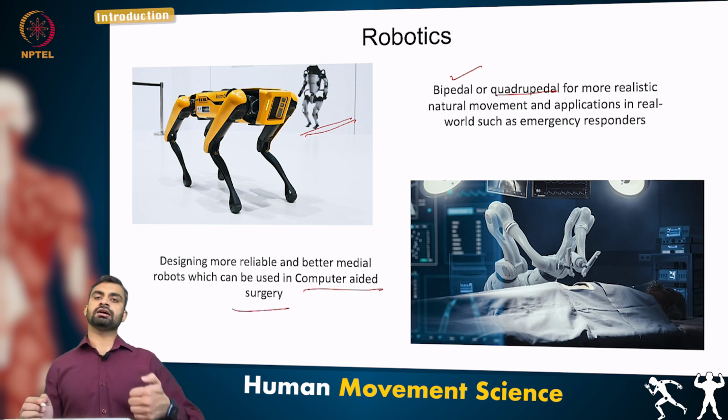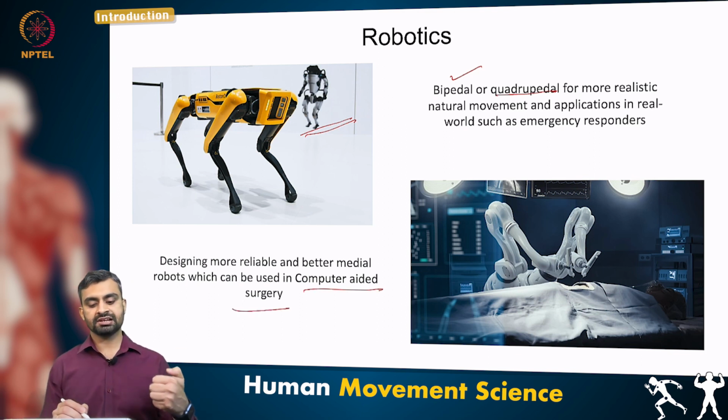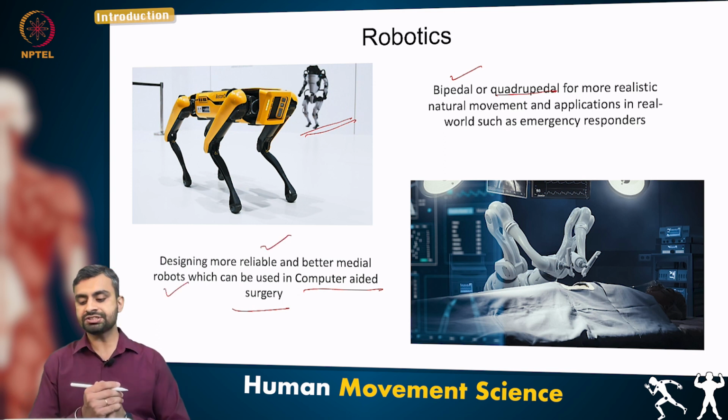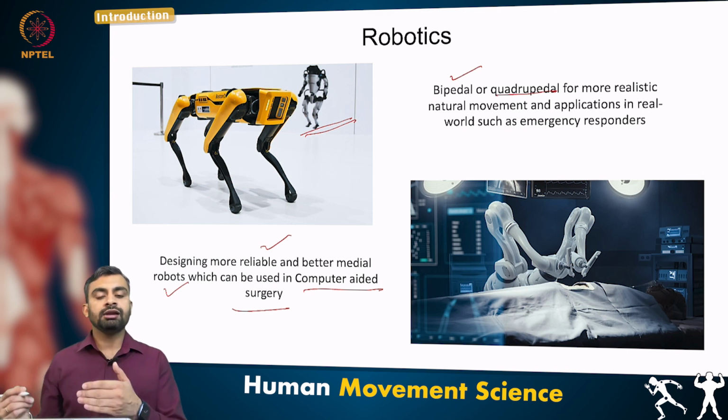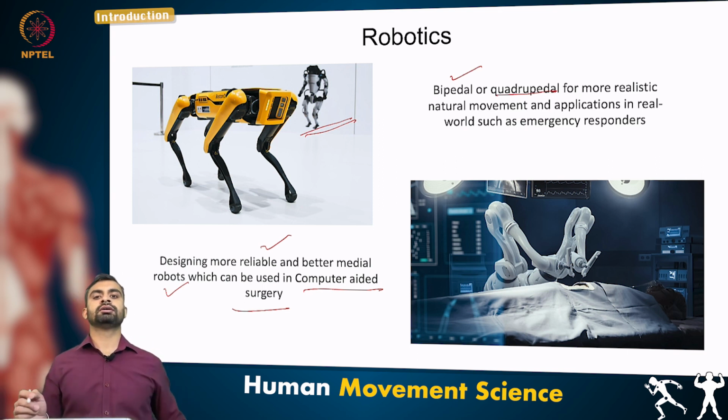So over here human movement science helps us to design more reliable and better medical robots, which can help us precisely perform the procedures which are required for medical conditions.